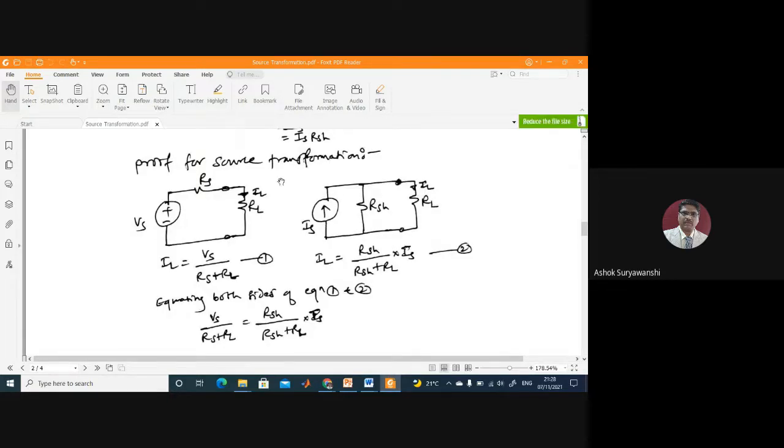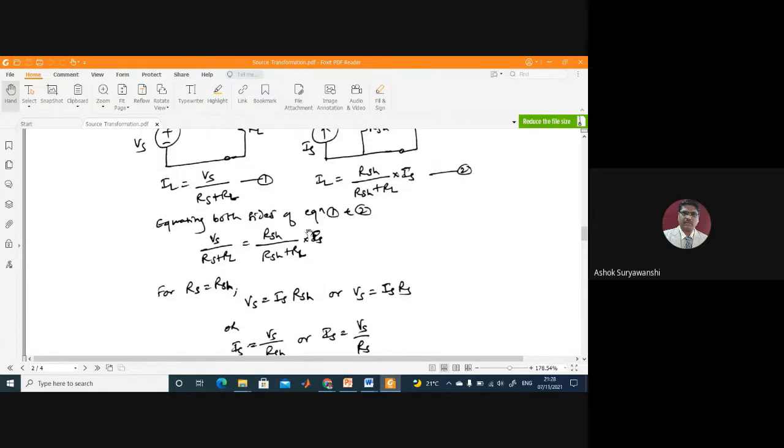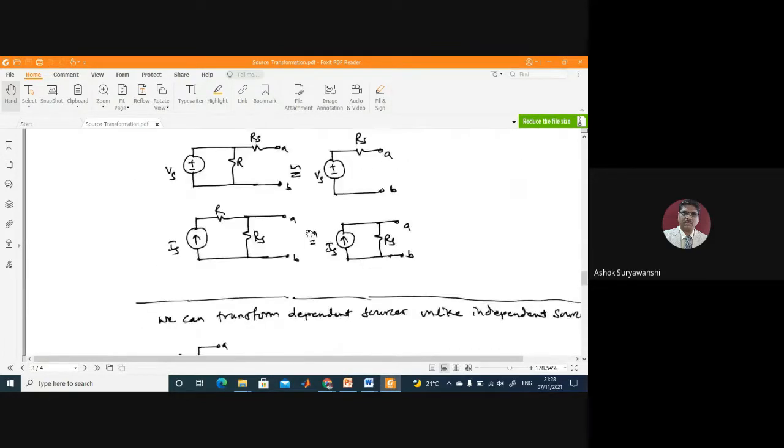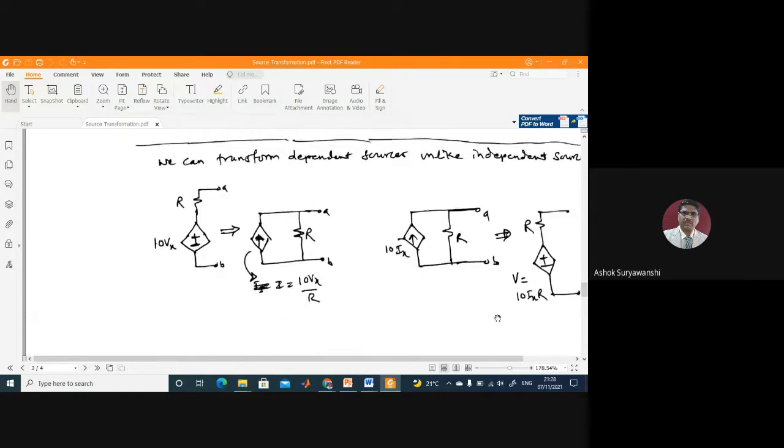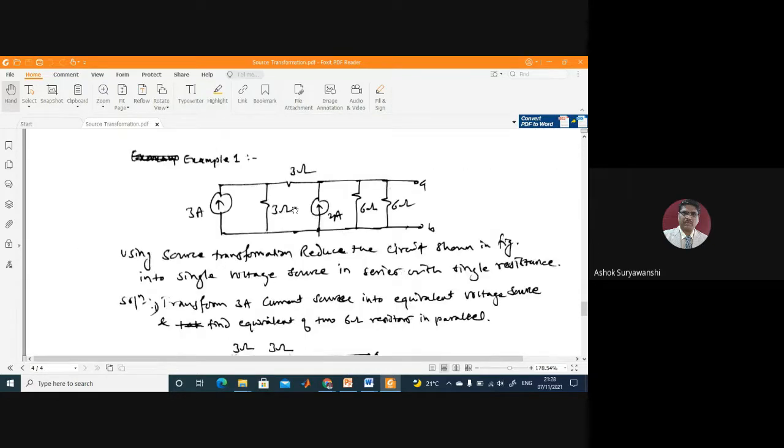Then we discussed the proof for source transformation. After that, we discussed the transformation of the dependent sources. Unlike the independent sources, we can transform or convert dependent sources into equivalent sources. Like a dependent voltage source can be converted into a dependent current source. Similarly, a dependent current source can be converted or transformed into the equivalent voltage source. Then we discussed one numerical based on the source transformation.